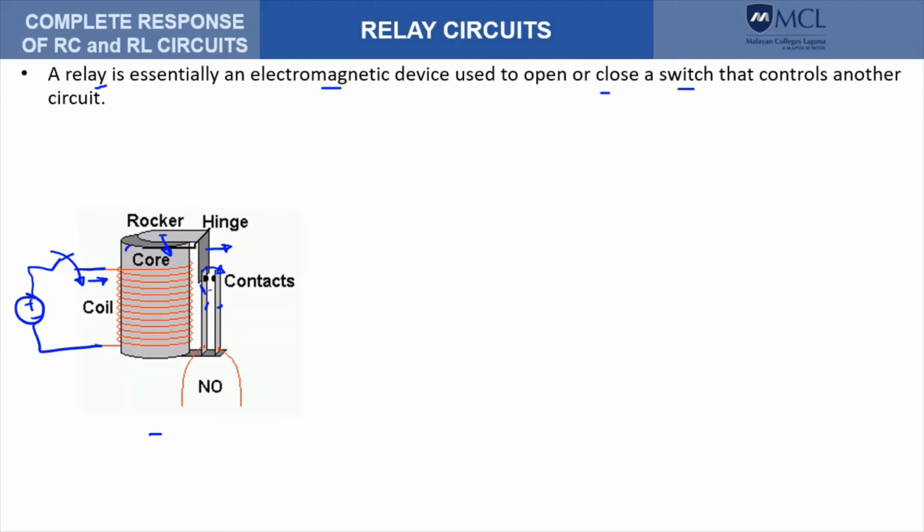Okay, so this part here is normally connected to another circuit. So let's say we have another source and a resistance. So if these two contacts here touch each other, it will create a complete circuit that will allow current to flow through this resistance.